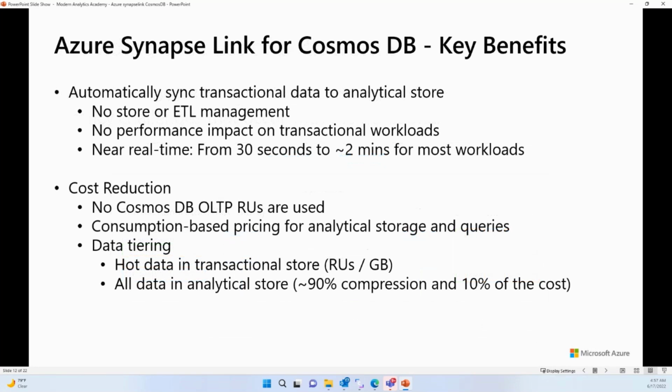The key benefits of enabling Synapse Link, as I mentioned, are that you don't have to create or manage any ETL pipeline. There will be no impact on your transactional workload, because in traditional ETL pipelines, it will impact your transactional system as it uses some compute to copy the data from your transactional system to the analytical system. It also provides you near real-time analytics as you are not managing an ETL pipeline. And from the cost reduction perspective, as mentioned before, there is no pressure on your transactional system, so no Cosmos DB RUs will be used.